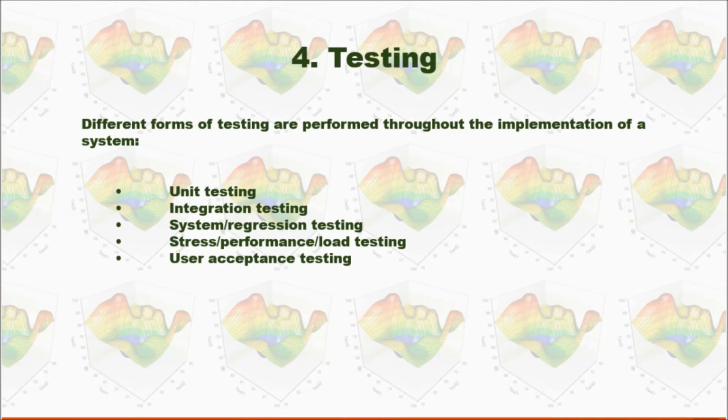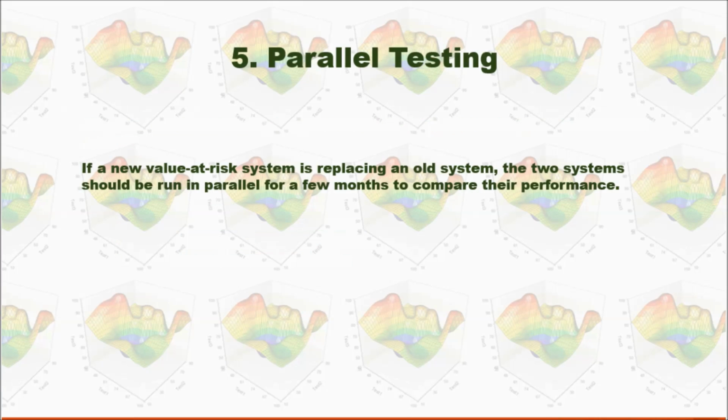4. Testing. Different forms of testing are performed throughout the implementation of a system, such as unit testing, integration testing, system regression testing, stress performance load testing, UAT. 5. Parallel testing. If a new value at risk system is replacing an old system, the two systems should be run in parallel for a few months to compare their performance.